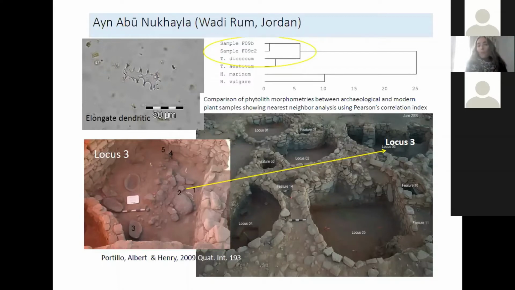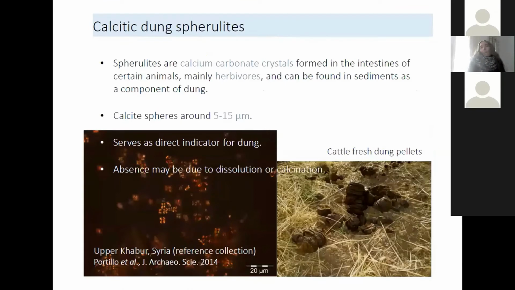And also here we looked at other calcitic microfossils indicative of dung, indicating the dual use of these shelters, some as living and food processing areas, and others for keeping the animals as penning, establishing floors. So one of the approaches was the use of calcitic dung spherulites.